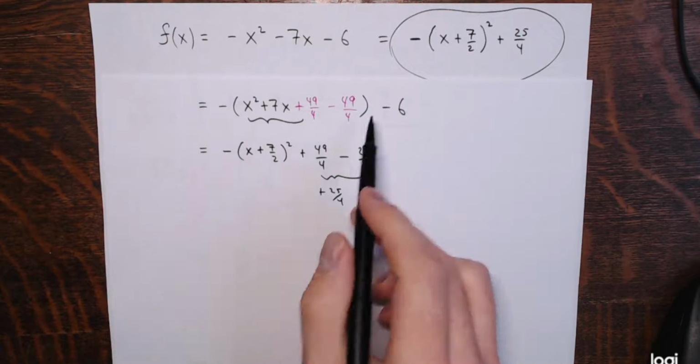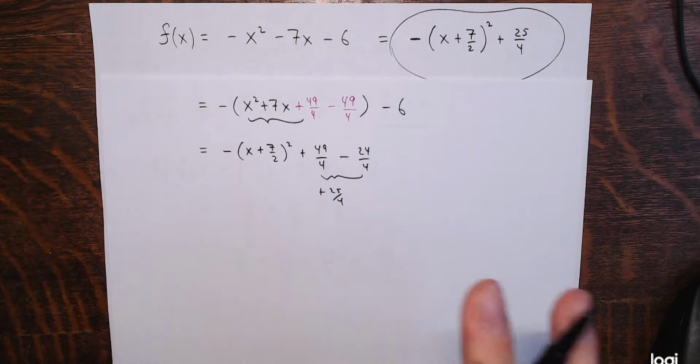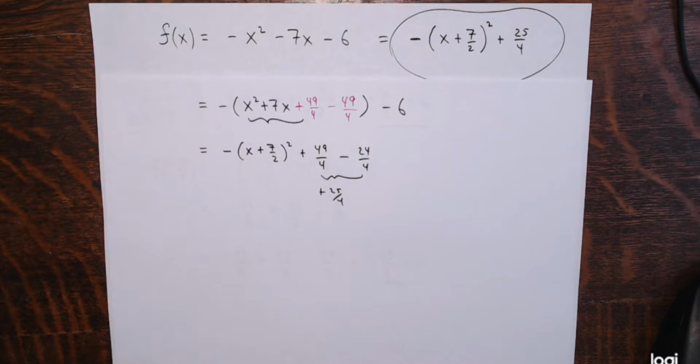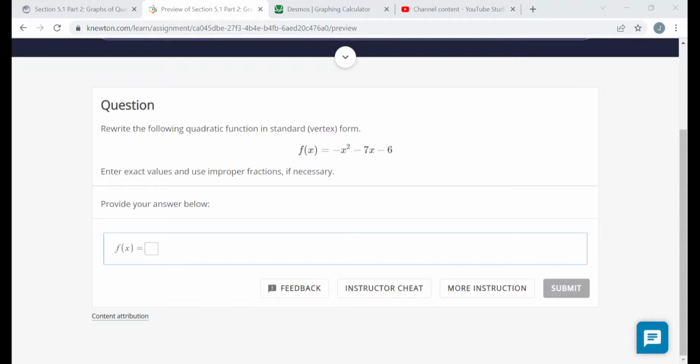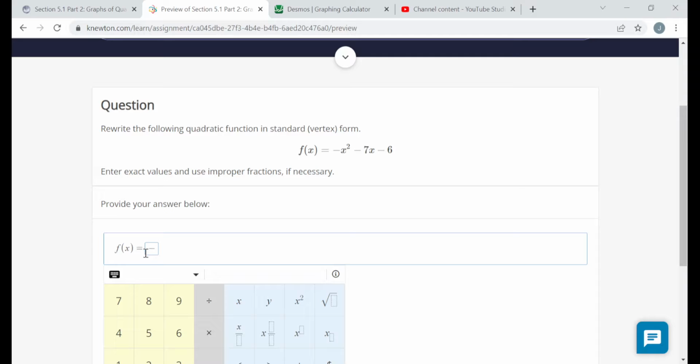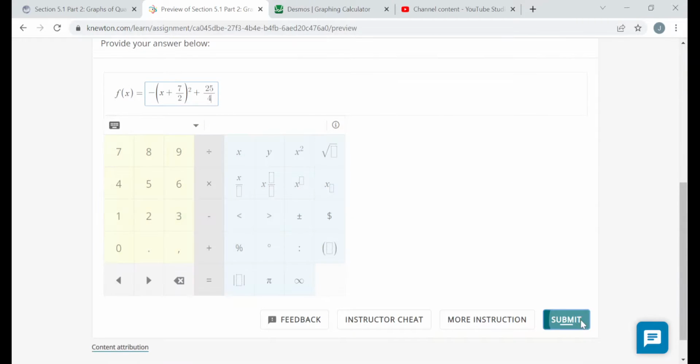In fact, that might even be quicker, but I find people have a harder time with it because completing the square is tough or something. If you practice it enough, it won't be. Either way, you get the same thing, and that's what I'll type in, our standard form. So f of x equals, just a minus sign for negative 1, times the quantity x plus 7 halves squared, and then plus 25 fourths. Cool, and that should be good. I got it 2 different ways.